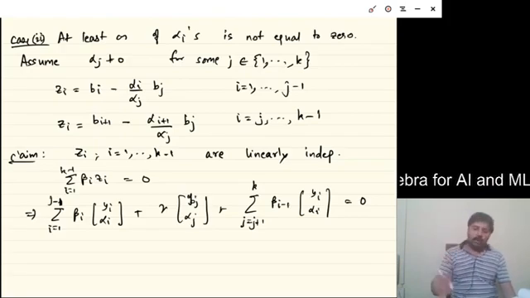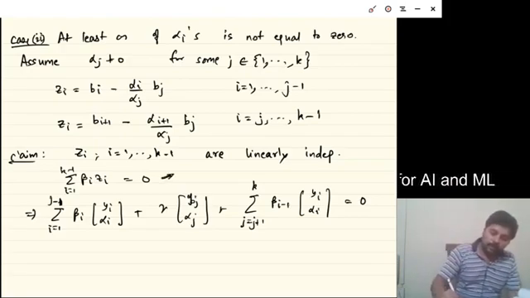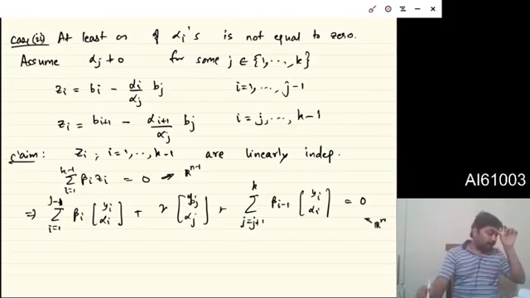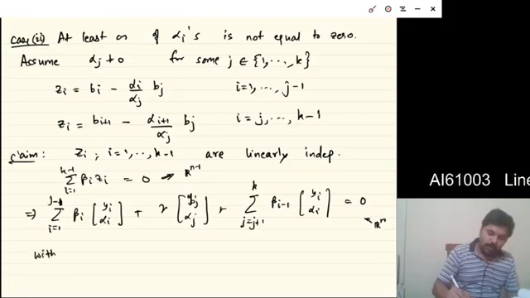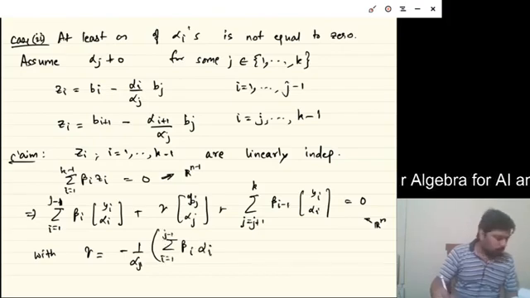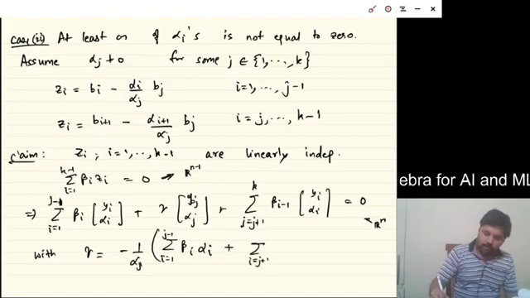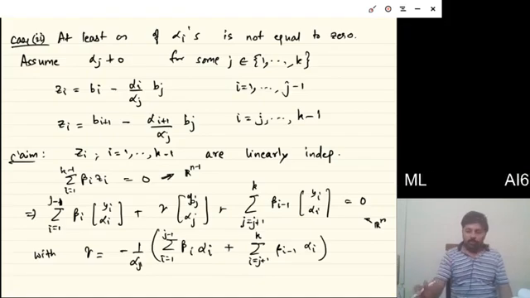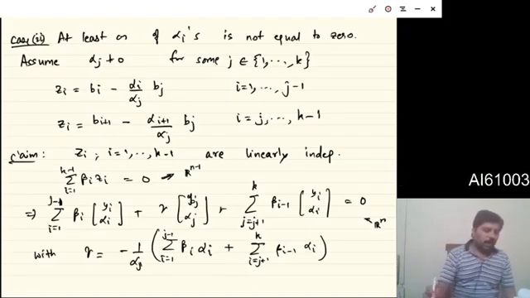So again you have to understand that this equation is an n minus 1 dimension equation, in R^{n-1}, but this equation is in n dimension. And what is the value of gamma? The value of gamma is minus 1 upon alpha_j into summation beta_i alpha_i from 1 to j minus 1, plus i from j plus 1 to k, beta_{i-1} alpha_i. So this is a little bit technical, but you have to understand this proof. Okay, so this is the expression for gamma.